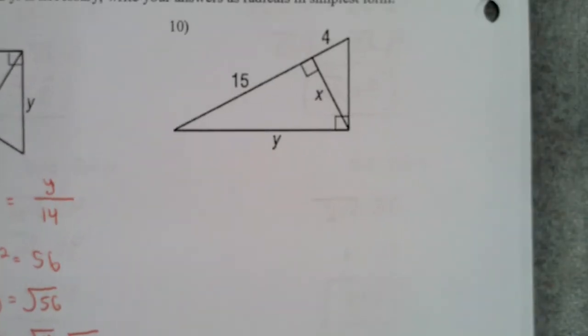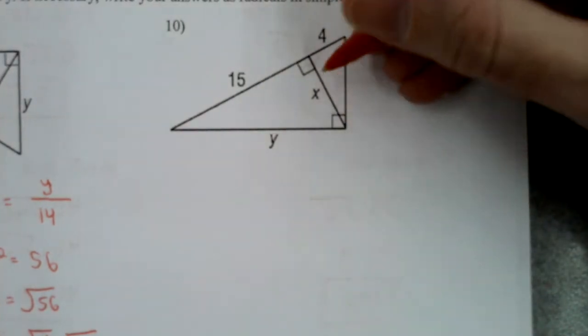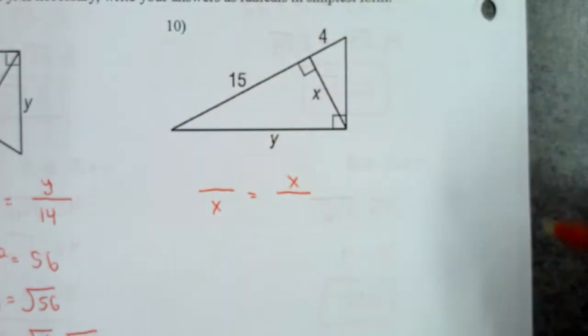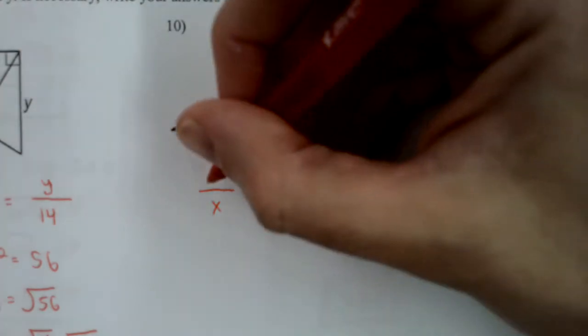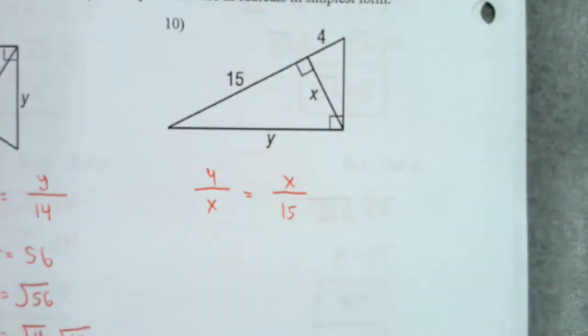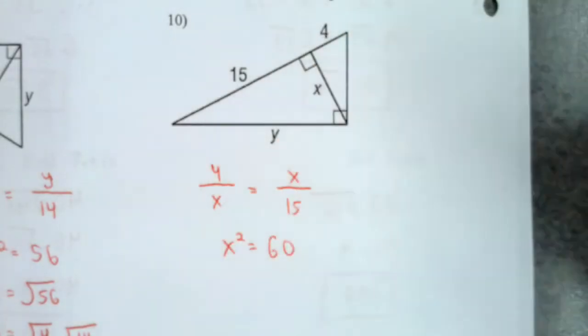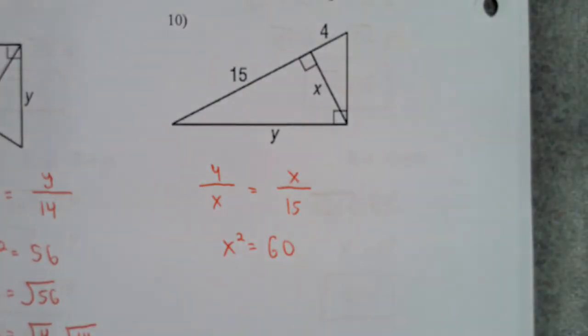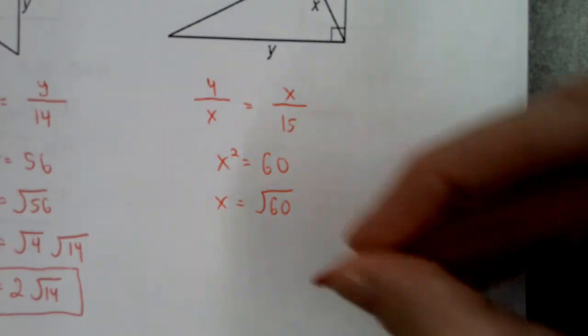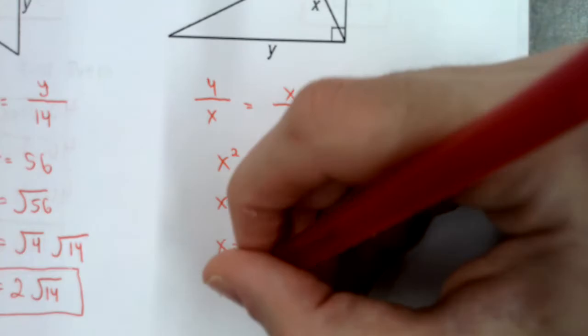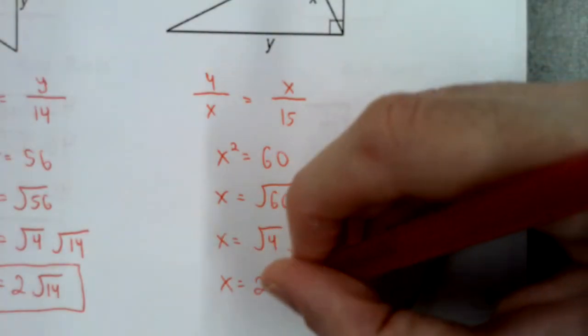Okay, number 10, let's start with x. X is the one that people have not been having problems with, finding the altitude, because the altitude, x, is the geometric mean between the two different sections of the hypotenuse, in this case 4 and 15. So x squared equals 60. Simplify that: square root of 60 is square root of 4 times square root of 15, and then 2 square root of 15.